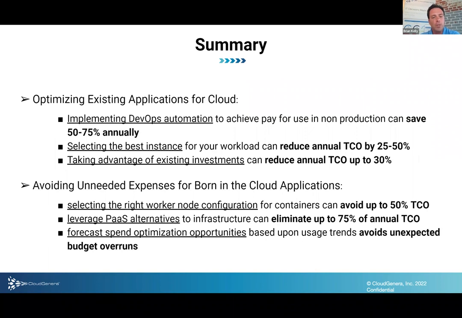And lastly, the demo we just saw is forecasting spend optimization opportunities based upon usage trends. And the key point here is avoid the unexpected expense. By being proactive, you can have a budget that feels more real versus just hope as a strategy that you're allocating the right amount of capital to support your future cloud needs.